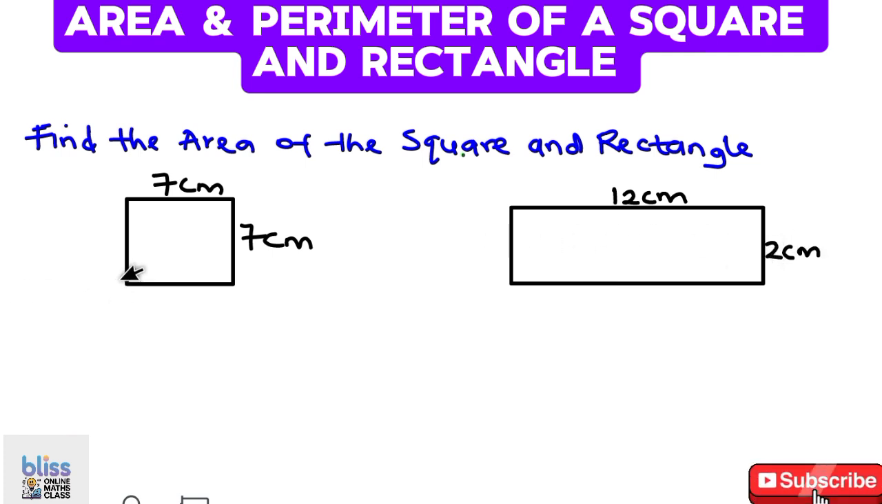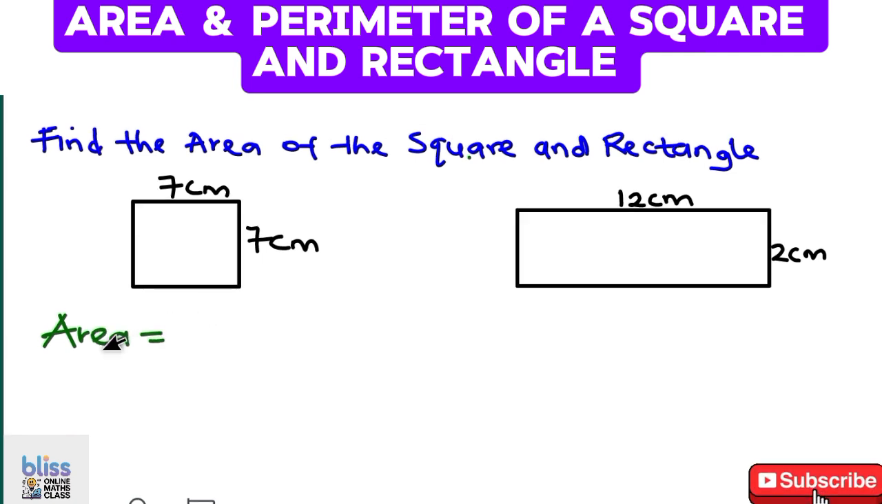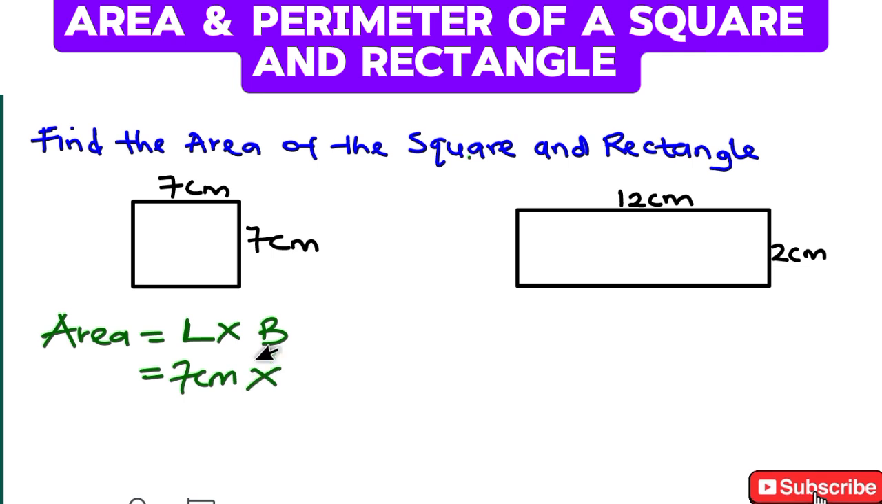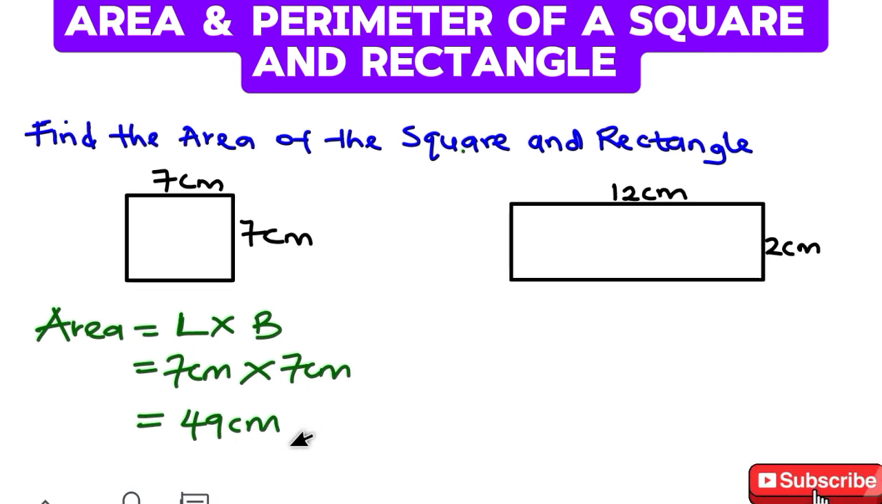So for this one, the formula for the area of a square is equal to length times breadth. Our length is equal to 7 cm and our breadth is also 7 cm. Therefore, length times breadth, 7 times 7 will give us 49 cm. Therefore, the area of this square is equal to 49 cm.